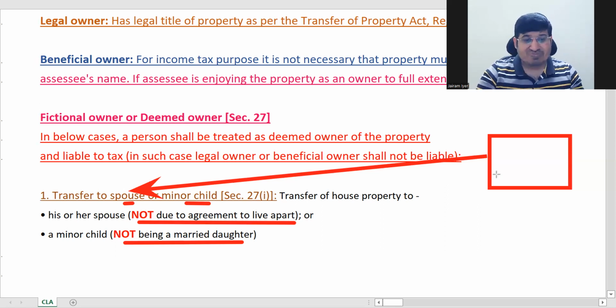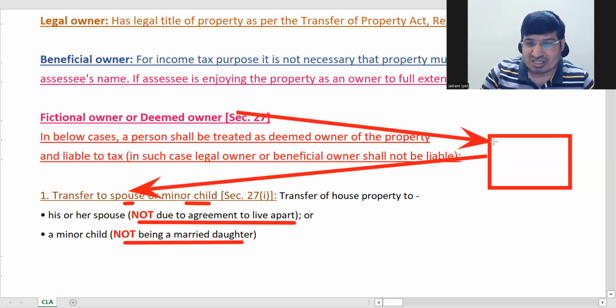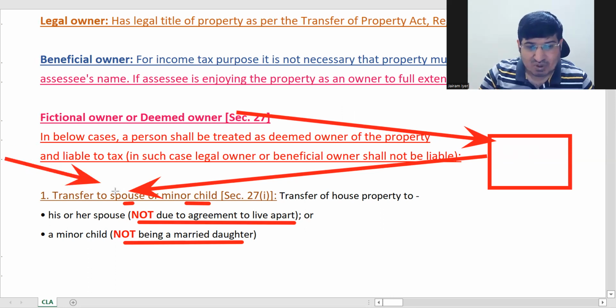Now, that's why what the government said is, if this happens, then you will be treated as deemed owner. This person will be treated as deemed owner, and the rent will be chargeable to tax in the hands of the deemed owner, not in the hands of the registered owner. And here the registered owner is the spouse or minor child.